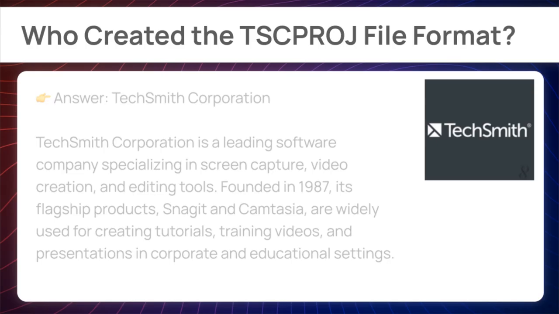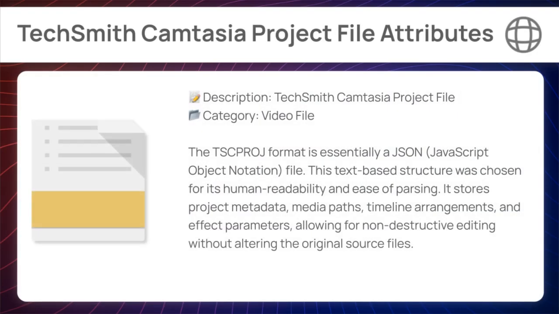The TSCPROJ format is essentially a JSON, JavaScript Object Notation file. This text-based structure was chosen for its human readability and ease of parsing. It stores project metadata, media paths, timeline arrangements, and effect parameters, allowing for non-destructive editing without altering the original source files.